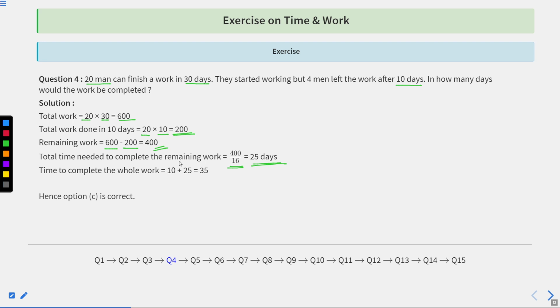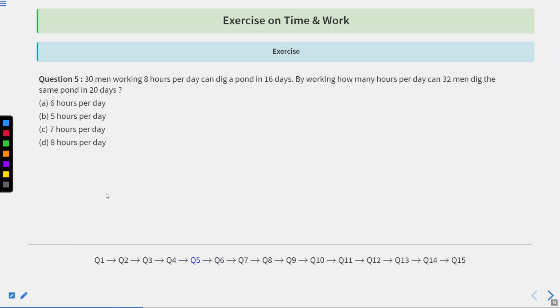So the time to complete the whole work will be 10 days that 20 men work together, and later 25 more days. So that makes up to 35 days. So the correct option here is option C.